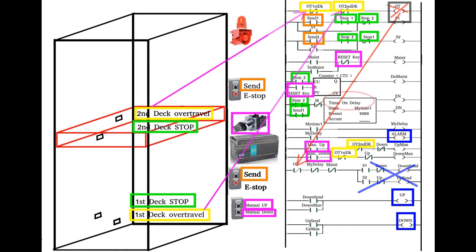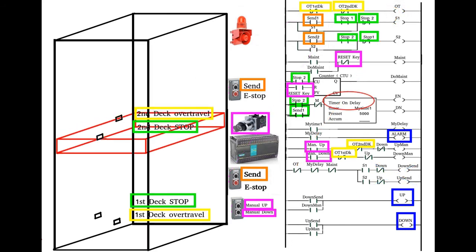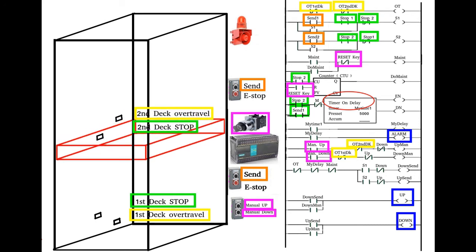Now let's talk about the time delay. Notice that the preset has been set to 5,000 milliseconds, which means 5 seconds. As the timer counts, the accumulative value will hold that value. Some programs might use that value, but our program will not. Notice the name that I assigned to the timer, my timer. When the timer is counting, my timer associated contact will close.